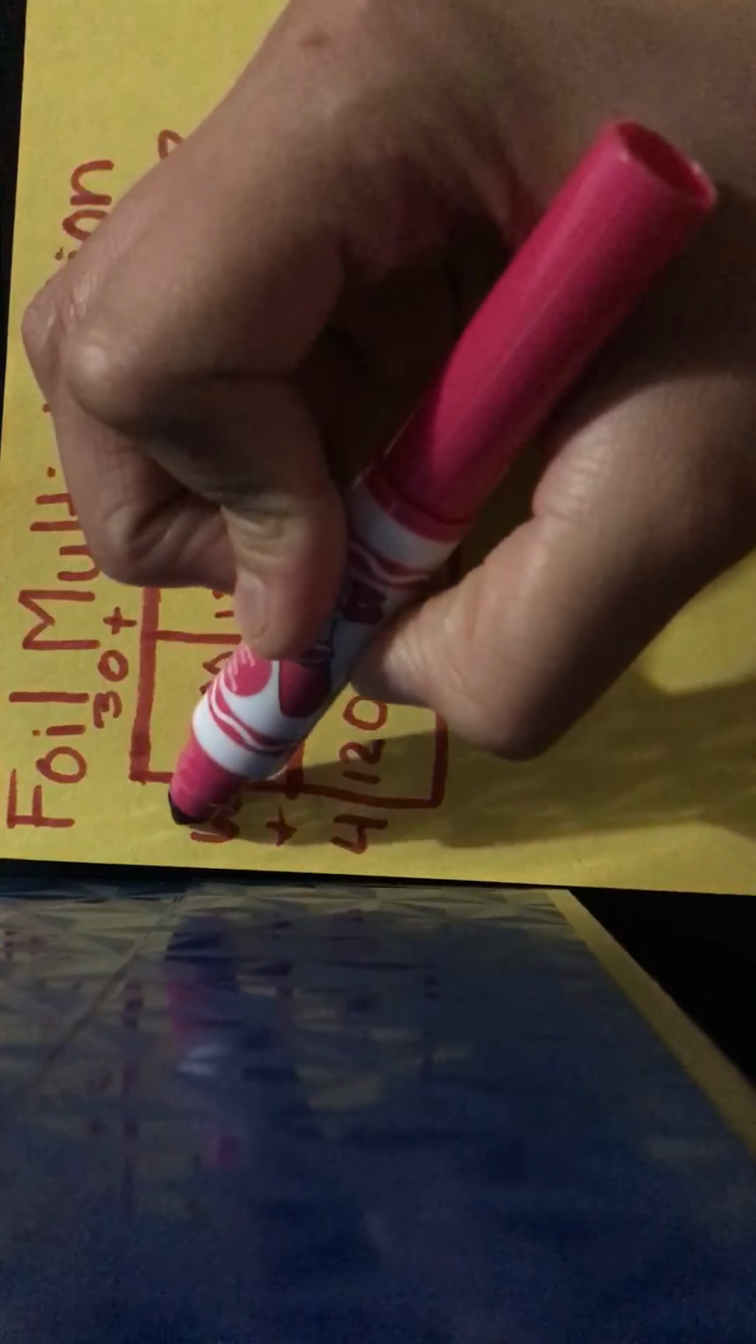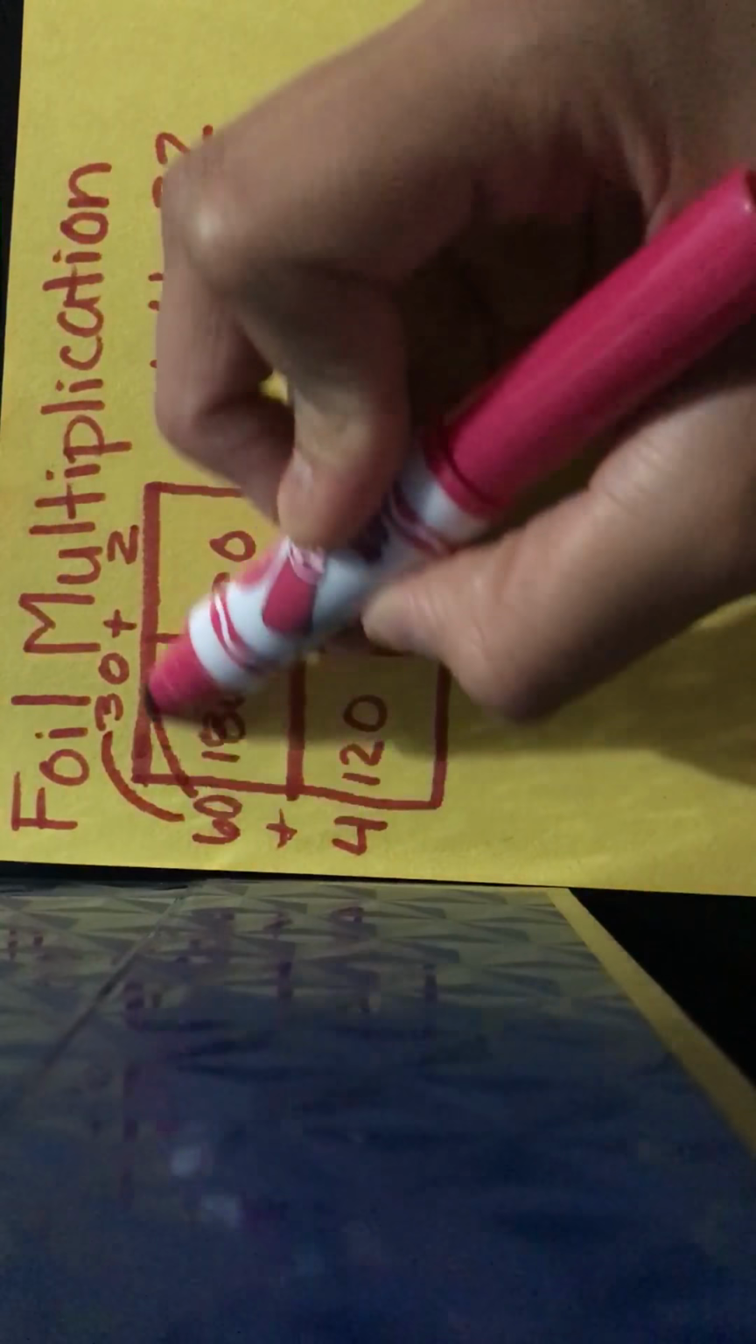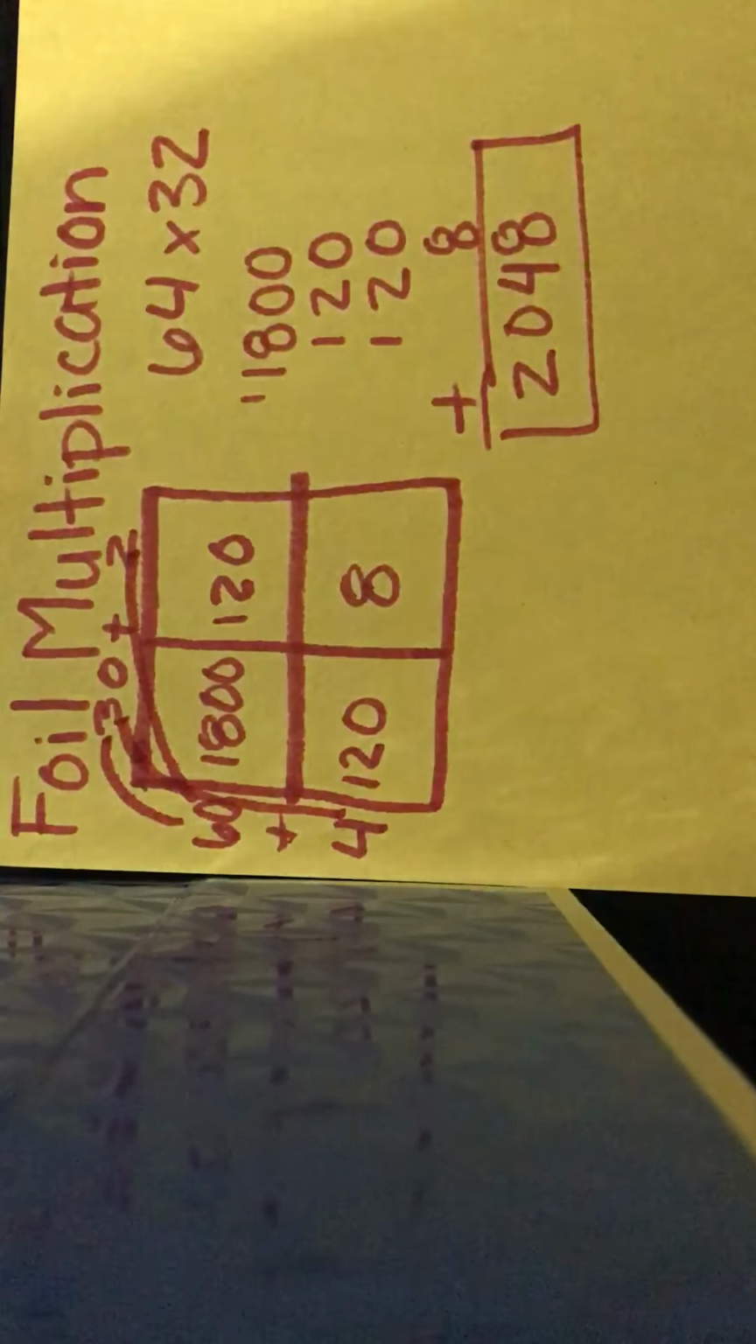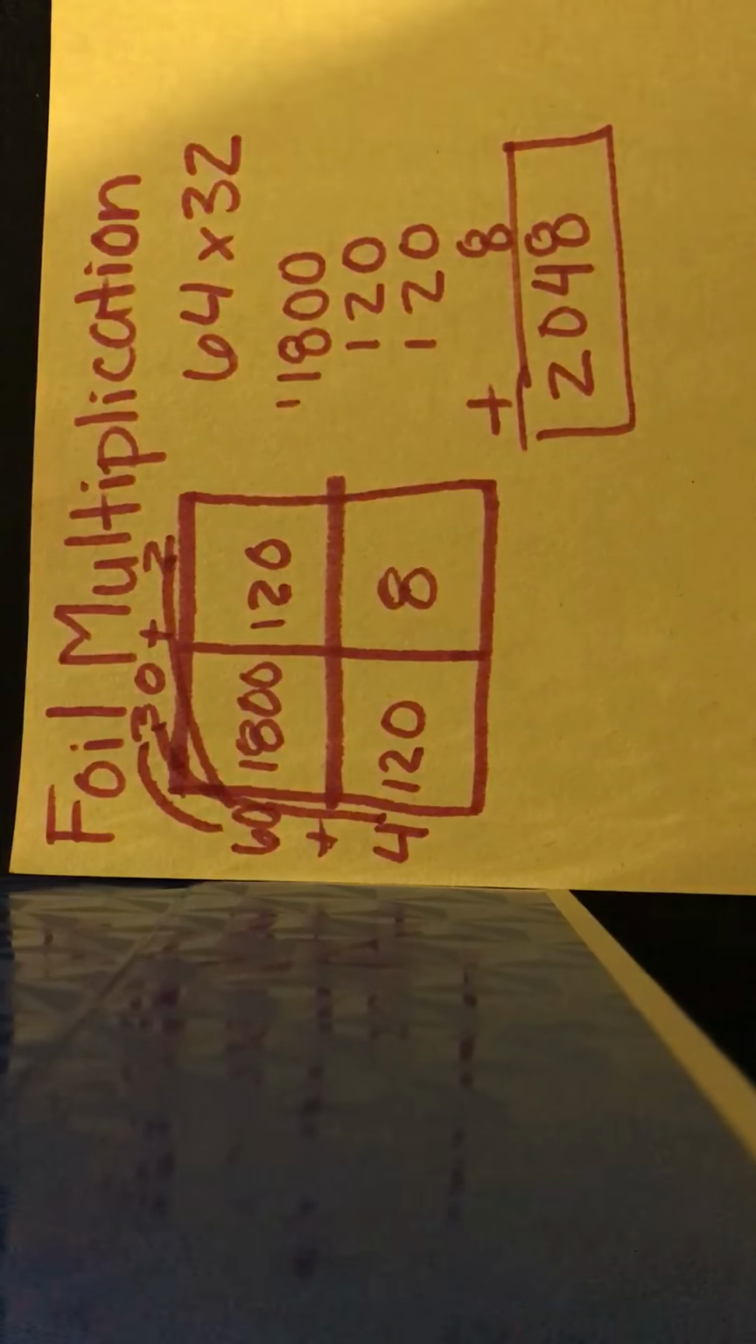So they know, you first multiply this, then you multiply this, then you multiply that, and then at the end you multiply those two numbers. So this is my example of FOIL multiplication.